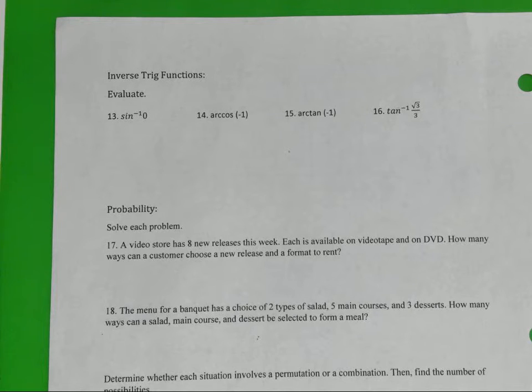All right. Number 14, the arc cosine of negative 1. Where's cosine equal to negative 1 at? Pi. That would be my answer on number 14. Are there any questions on 13 and 14?